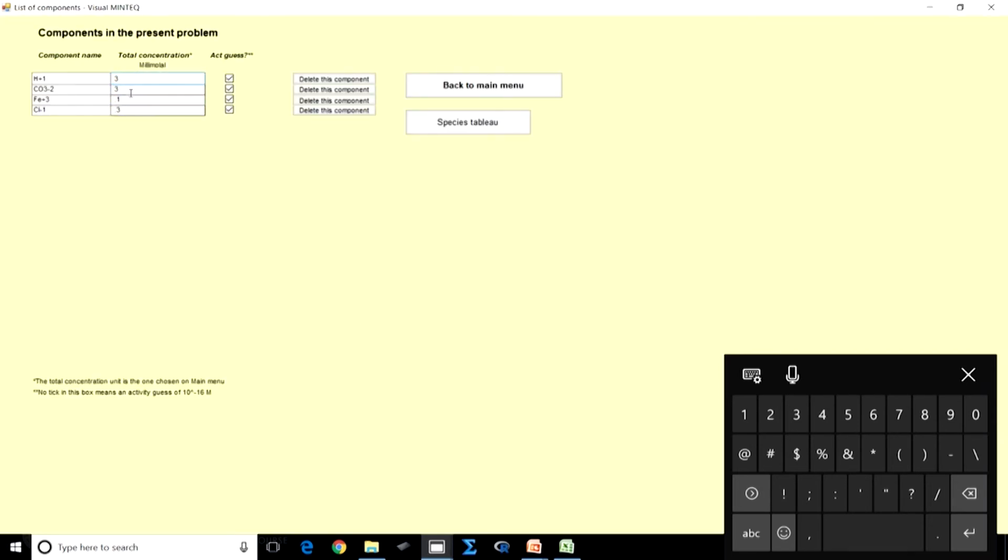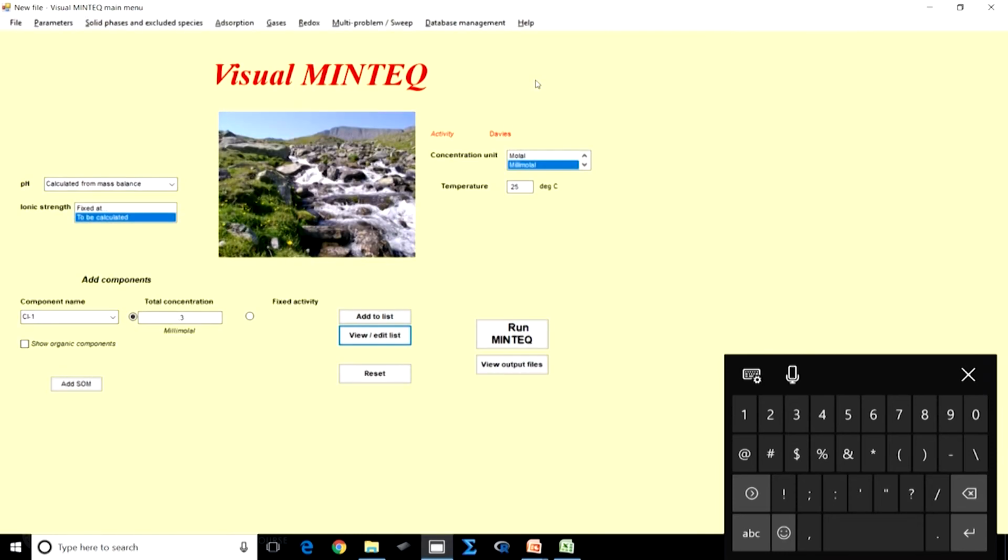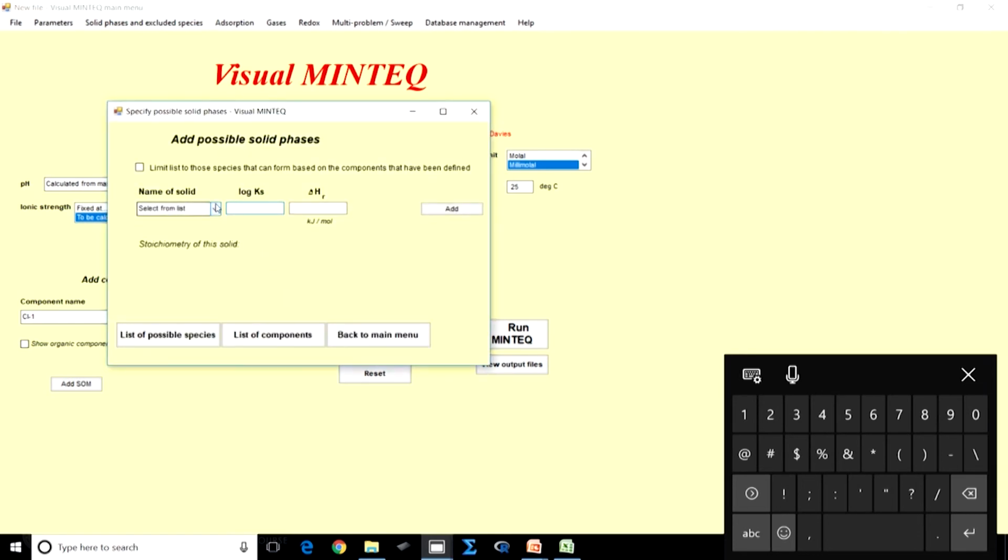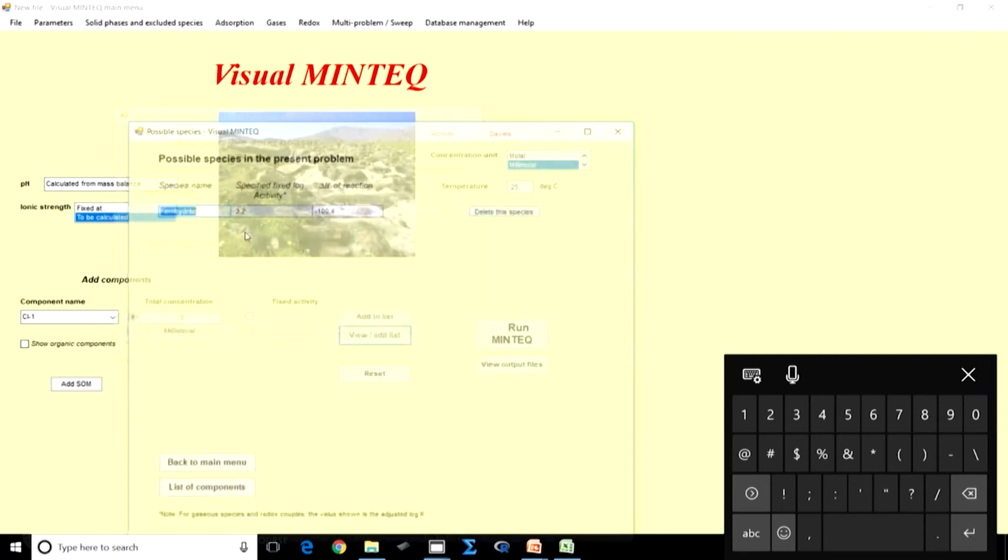I am going to just confirm the components here. H plus was 3 millimolar, CO3 was 3 millimolal, and I am putting in FeCl3 at 10 power minus 4, or 0.1 millimolal. That is why Fe3 plus is 0.1 millimolal, and Cl minus is 3 times that, going to be equal to 0.3 millimolal. So back to main menu, and obviously I need to specify that precipitation is feasible and that the solid that can precipitate out is ferrihydrite, and I am adding that to the list, right, and go back to the list of possible species to see that it is included.